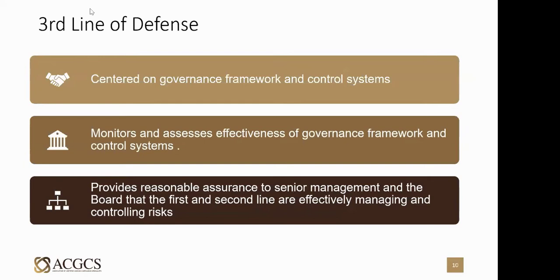So that's why third line of defense is mostly focused on governance, framework, and control systems. They most importantly provide reasonable assurance to senior management within the business line, which is first line, second line, as well as the different business units and the board, that the controls in place that have been identified and are captured in the policy and procedures are working as they should.